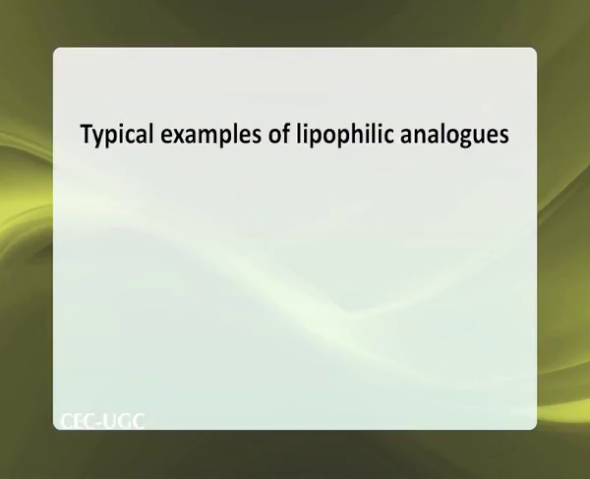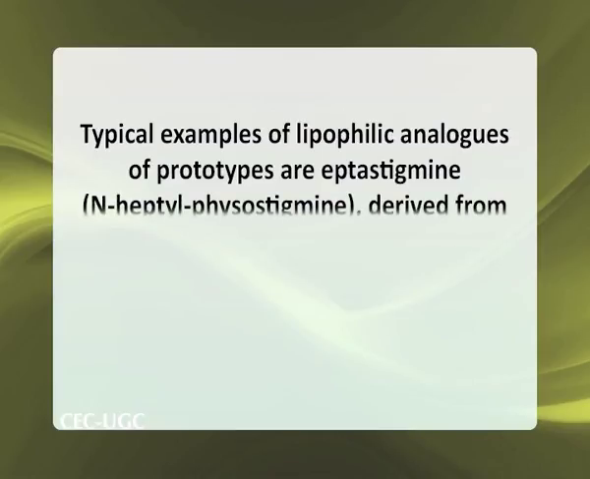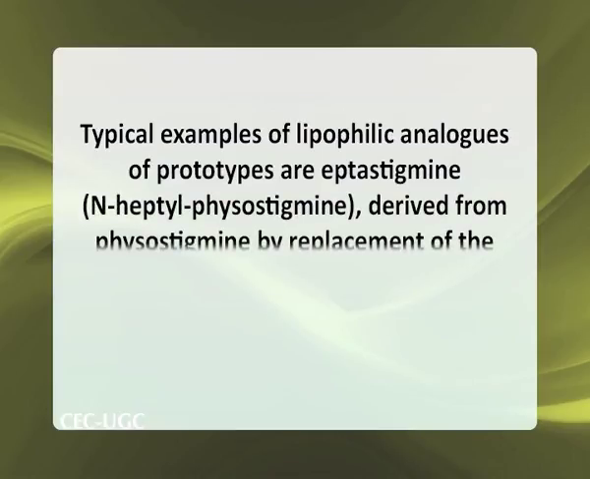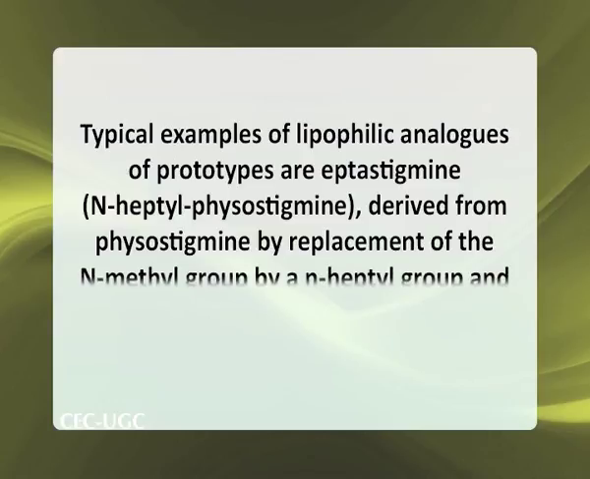Typical examples of lipophilic analogues or prototypes are eptastigmine, derived from physostigmine by replacement of the N-methyl group by an N-heptyl group, and tiagabine, in which a diaryl butenyl chain is grafted to the nitrogen atom of nipecotic acid in order to yield a compound able to cross the blood-brain barrier.